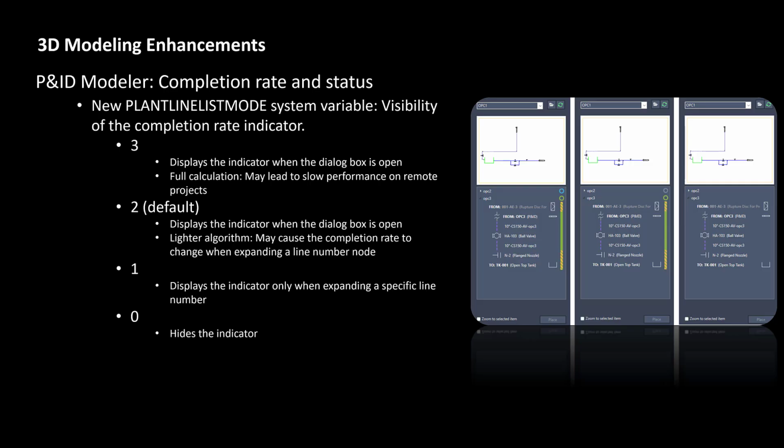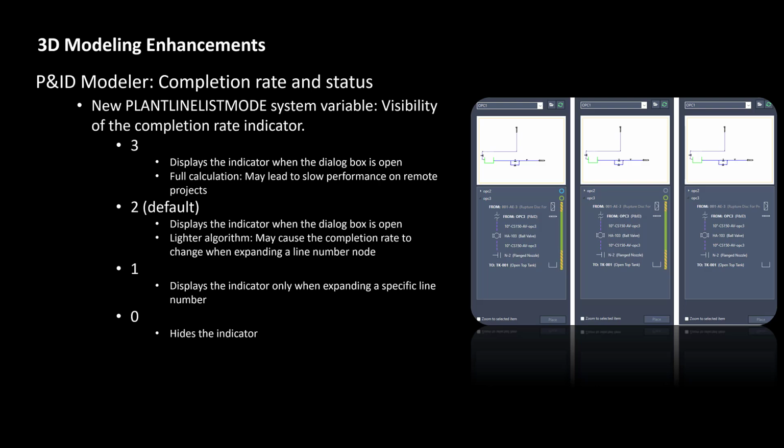Mode 1 shows indicators only when expanding a specific line. And Mode 0 turns the indicators off entirely. This gives you flexibility to adapt the feature to your workflow and project environment.